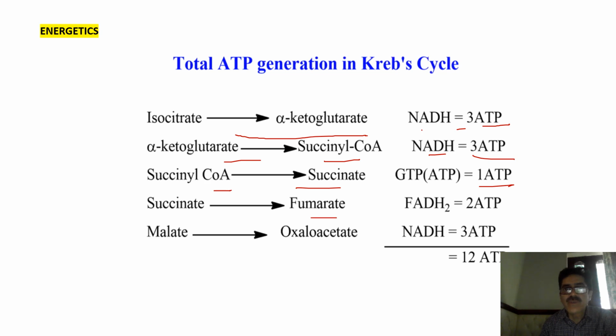Succinate to fumarate, you get one molecule of FADH2, it generates 2 ATPs. From malate to oxaloacetate, it generates NADH, it gives again 3 ATPs. So these are the steps where NADH is generated. One NADH upon oxidation in the electron transport chain generates 3 ATPs. So total you have now 12 ATPs.